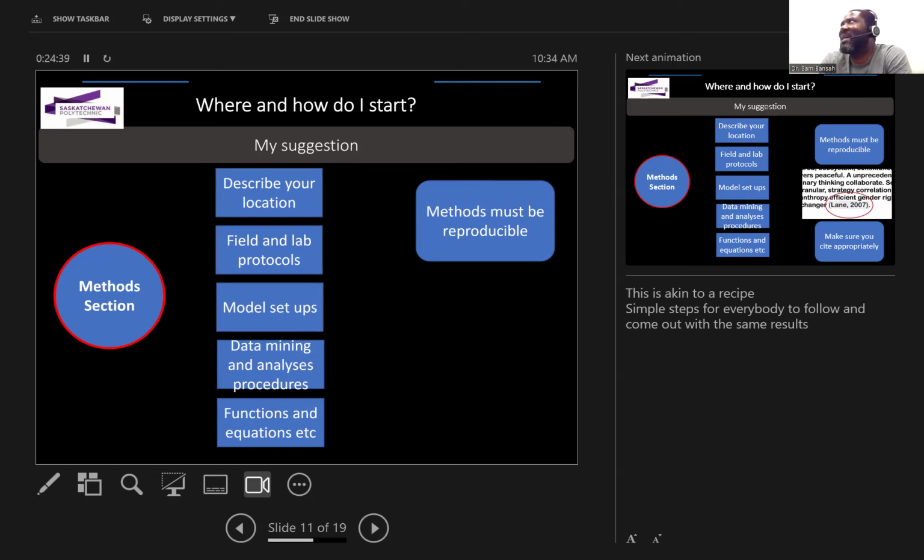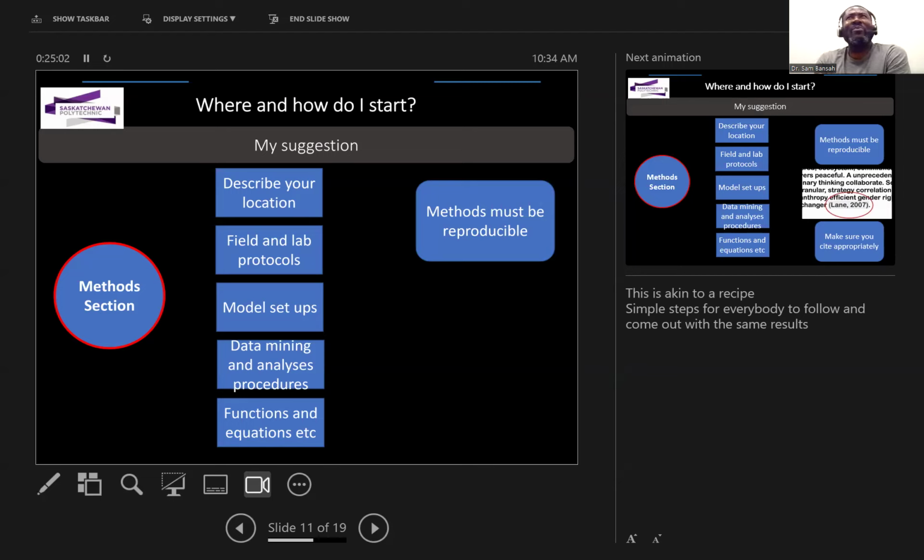A method is akin to a recipe. It's like a recipe, right? If you want to prepare jollof rice, you have a way to prepare jollof rice. You prepare the stew, you do this. Anybody worldwide should be able to follow your recipe and come up with the same results, right?